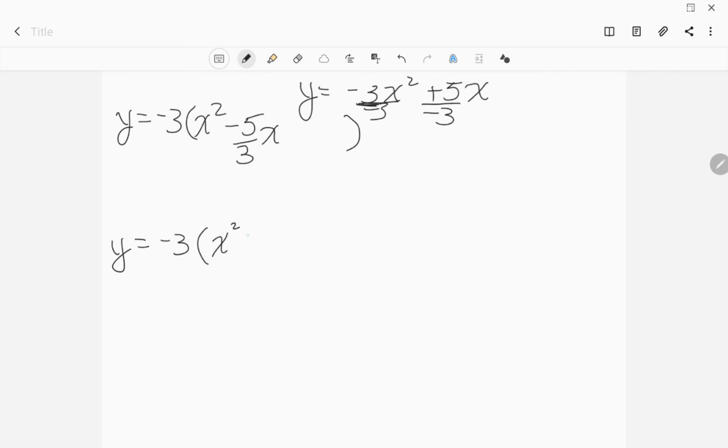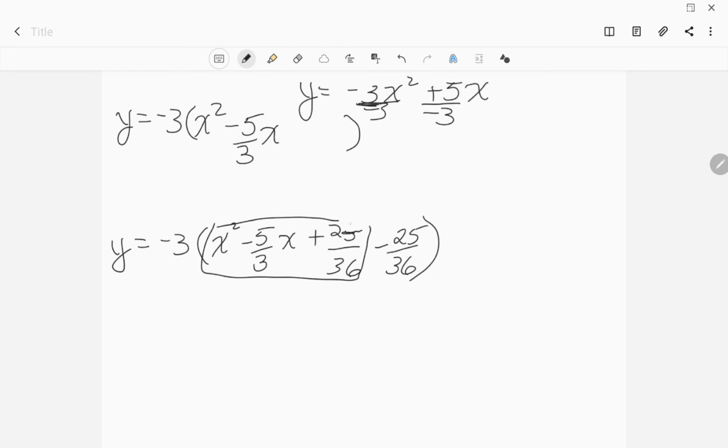So let me say that again. In order to complete the square, same process, it doesn't change just because it's a fraction. Take 5 over 3, divide it by 2. That gives you 5 over 6. Square it. That gives you 25 over 36. So I'm going to add 25 over 36, and I'm going to subtract 25 over 36. So now this is automatically a perfect square trinomial.